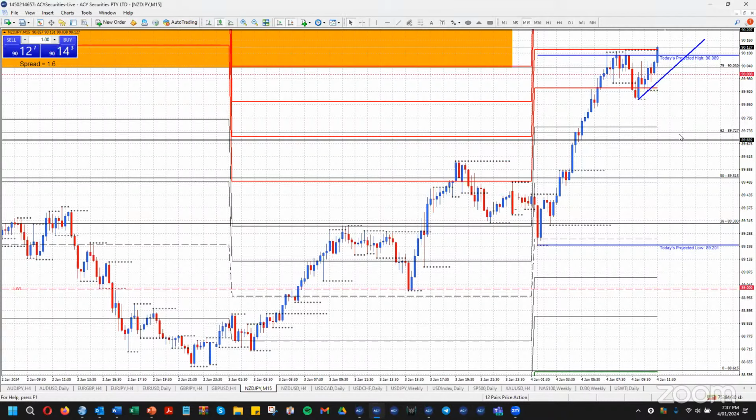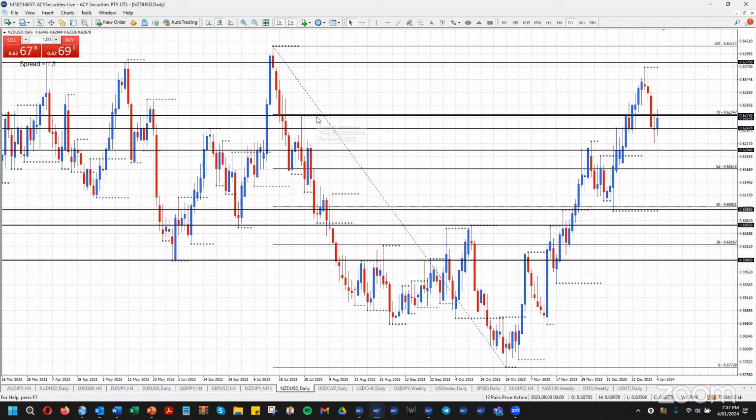Still going up as I'm talking. New Zealand dollar. This is how I had it drawn up on Tuesday. All right, today's chart. It's just coming back up to retest the 79% level today and this day chart resistance.